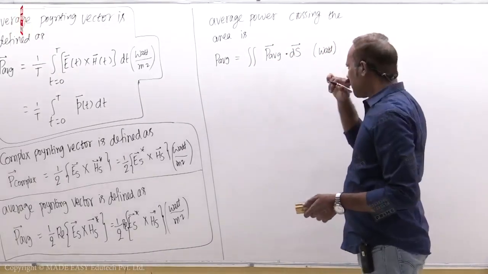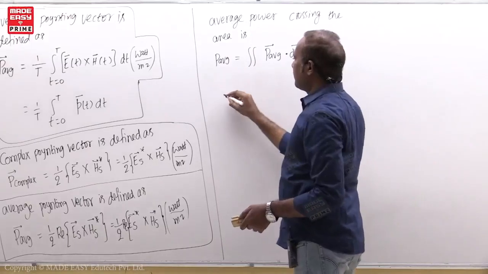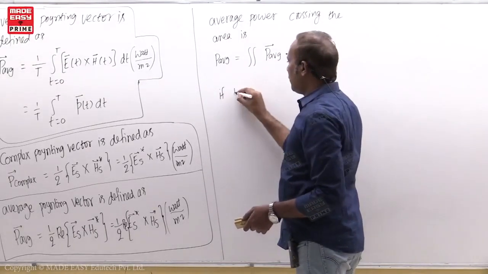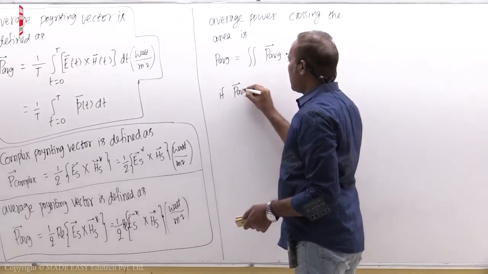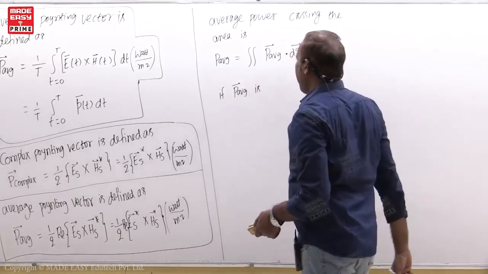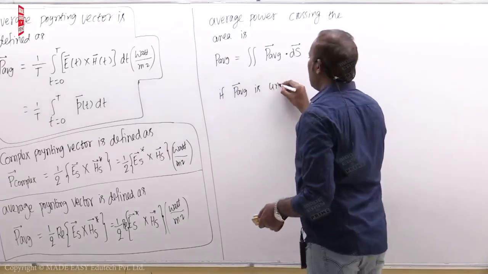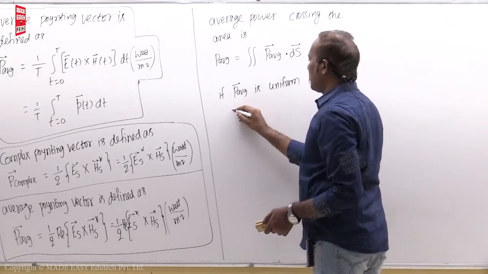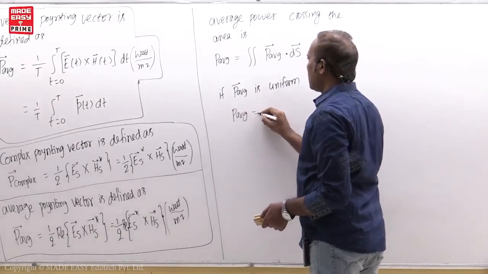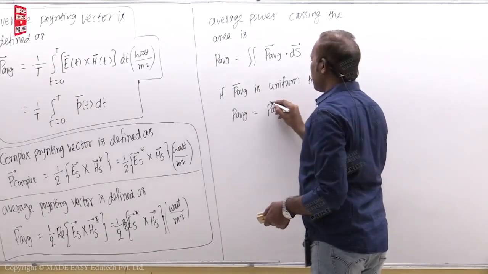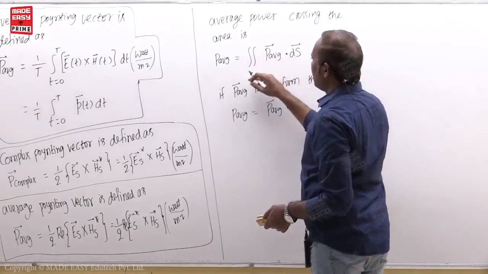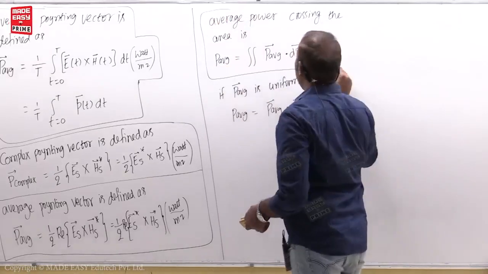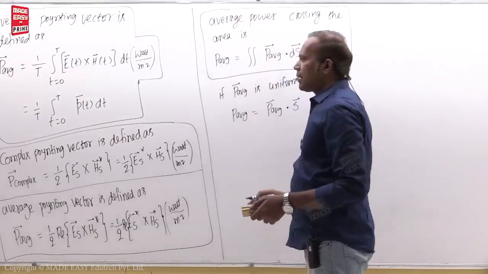Okay. Now, this one is the formula. If P_avg bar is uniform, then P_avg is equal to P_avg bar dot, the double integral of dS bar comes out, which is nothing but S bar. Anyway, you have to remember this formula, dear students. So these are all definitions.